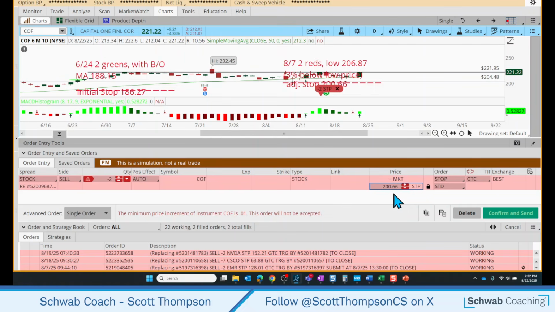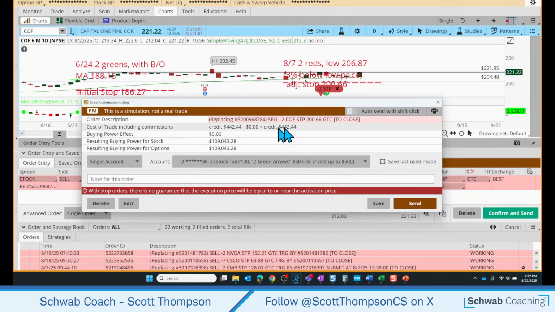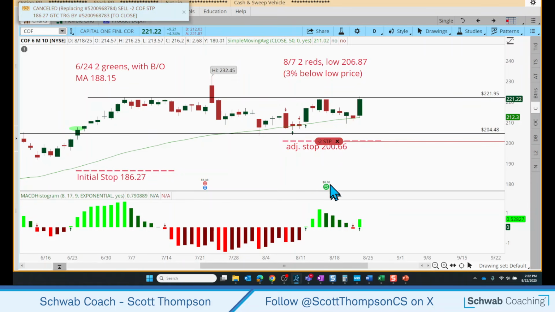Then just make sure it's a stop order, make sure it's good till canceled. When you hit confirm and send, it'll give you a chance to review the order, and we just want to double check that it matches the number that we have. There's a little red line here that says the stop order is not guaranteed to fill at that execution price. Could be much lower than that. So you want to read that, you click send, and now your stop's been adjusted here right on the chart.